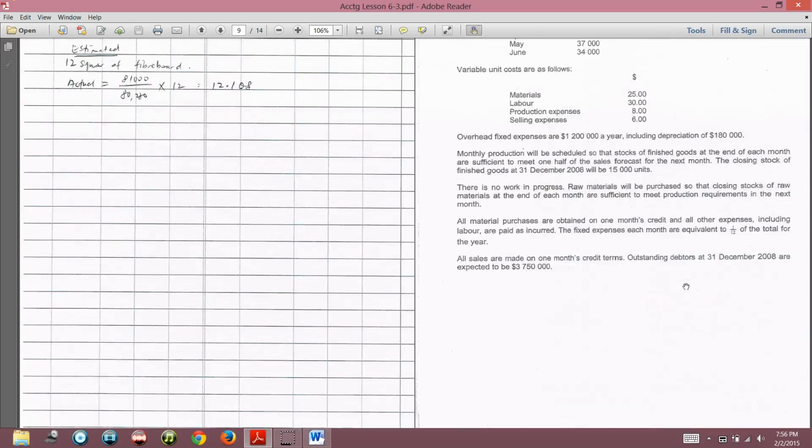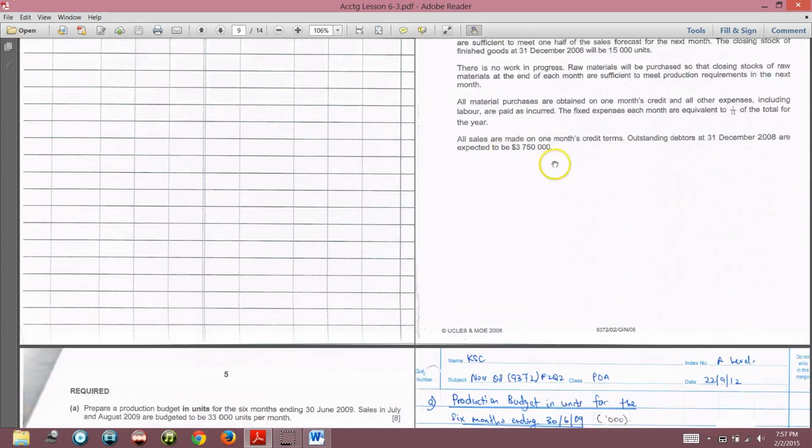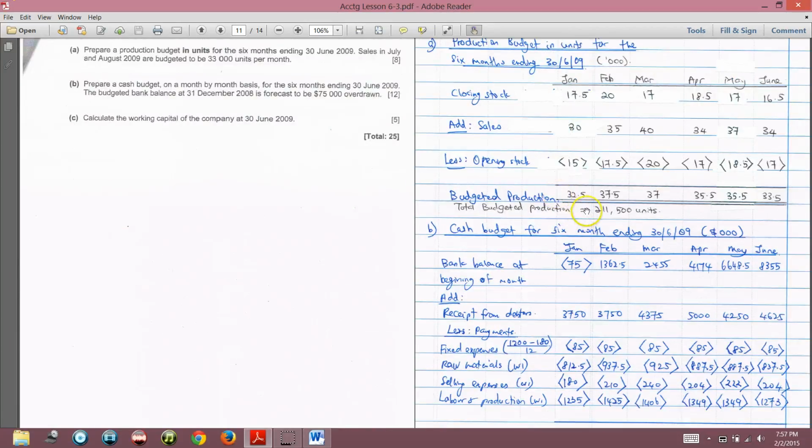Now look at what all the receipts and all the payments are. All sales are made on 1 month credit term. Outstanding debtors at 31 December 2008 are expected to be 3750. The sales are in units and the selling price is 125, so you can calculate the sales figure. From this, I know my receipt pattern. All sales are on 1 month credit term, so in January, I will receive December sales, because my customer will pay me 1 month later. The January receipt is December sales, given in the question, 3750.